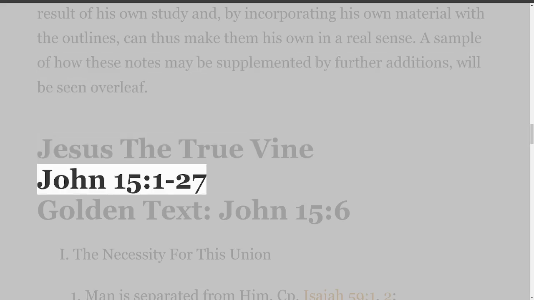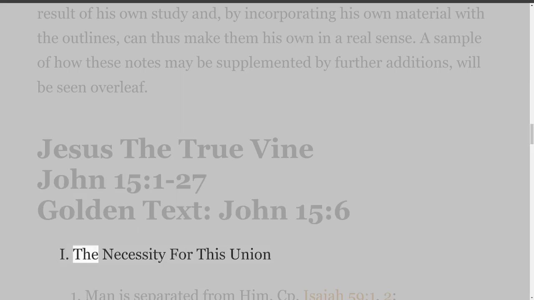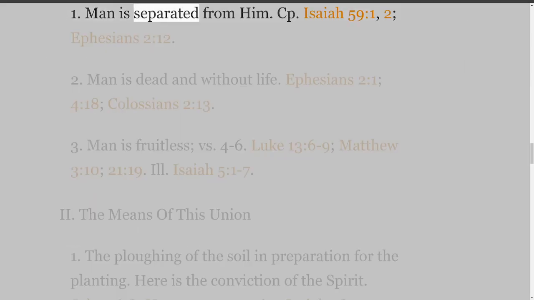Jesus the True Vine, John 15, verses 1 to 27. Golden text, John 15:6. Of the necessity for this union. 1. Man is separated from him. Compare Isaiah 59, verses 1 and 2, Ephesians 2:12.